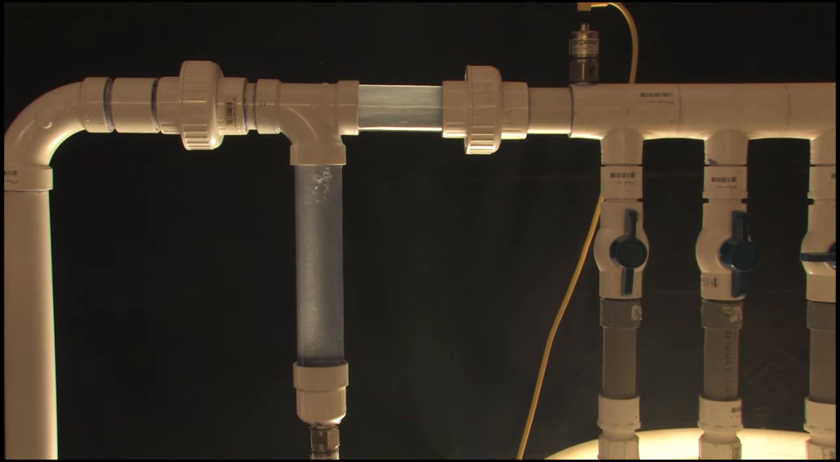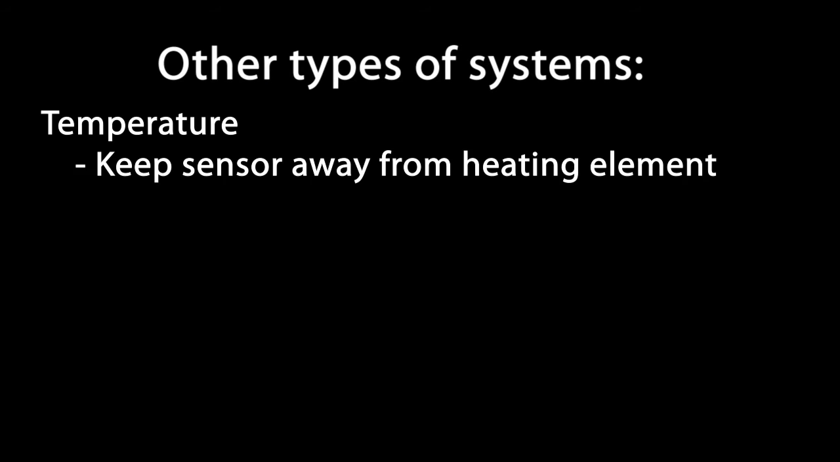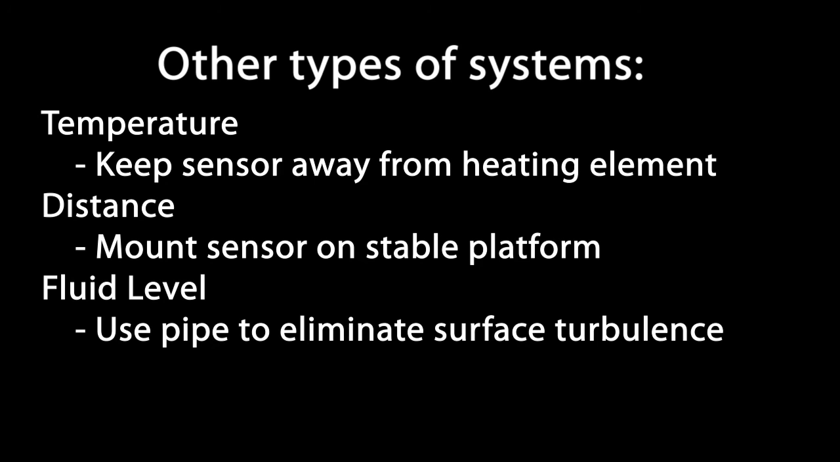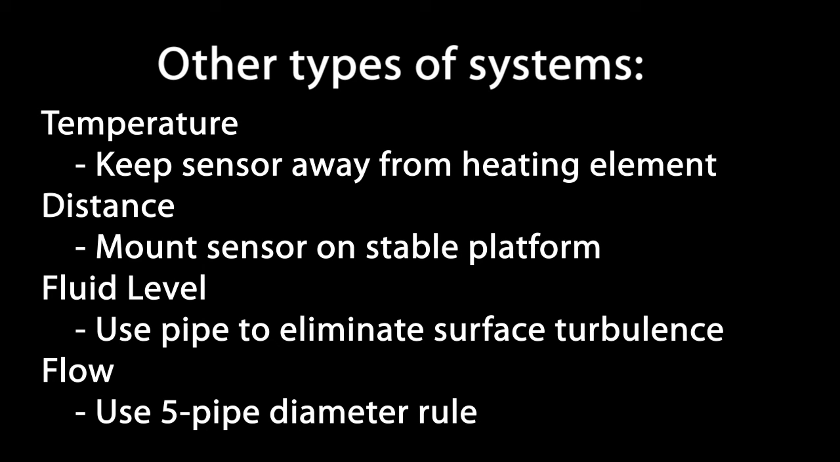Cool. And this applies to any system. If you're doing temperature, well, don't put the sensor right next to the heating element, or at least put a baffle between the sensor and the heating element. If you're measuring distance, well, don't mount the sensor on a moving, shaking, or vibrating platform. If you're measuring fluid level, put the sensor inside a pipe to eliminate surface turbulence. If you're measuring flow, well, the same 5 pipe diameter rule applies.